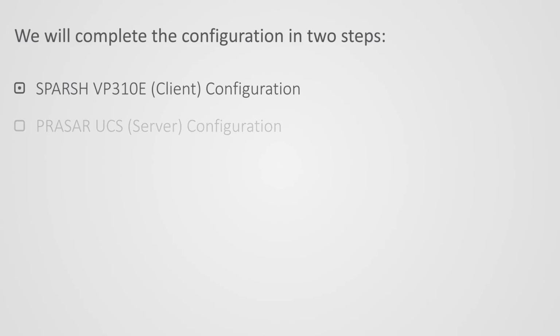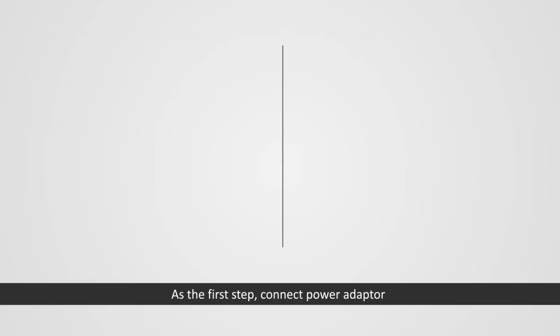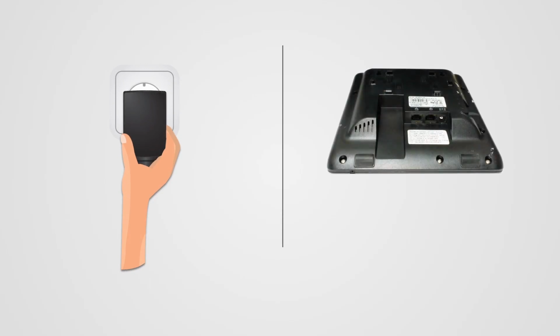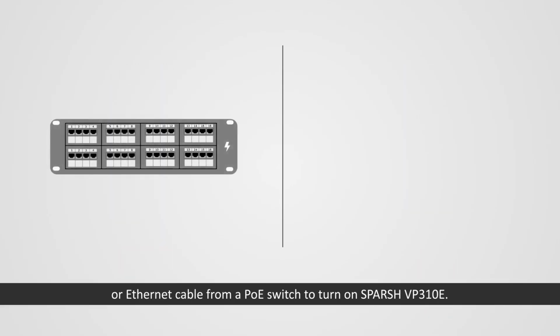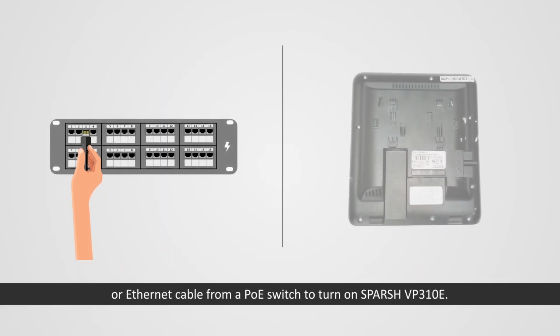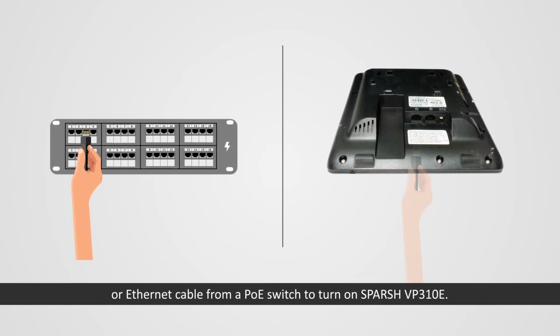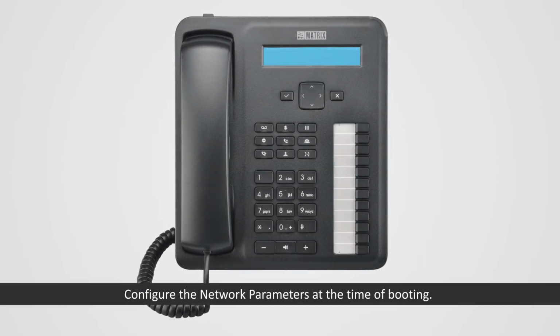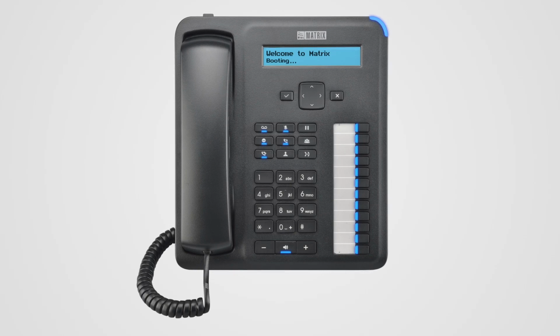Let us start with the first step of SPARSH VP310E configuration. As the first step, connect power adapter or Ethernet cable from a PoE switch to turn on SPARSH VP310E. Configure the network parameters at the time of booting.